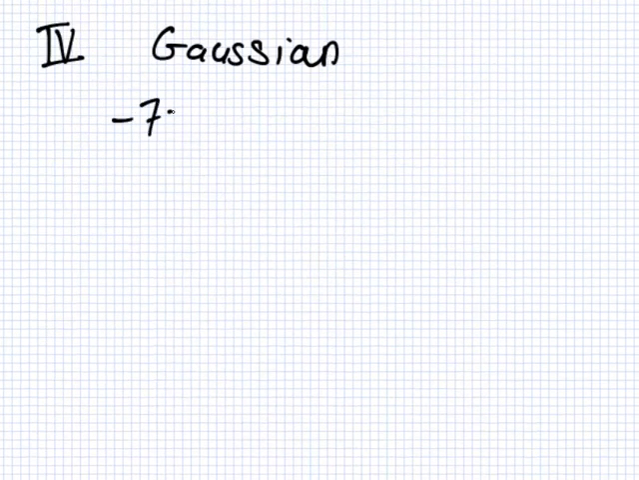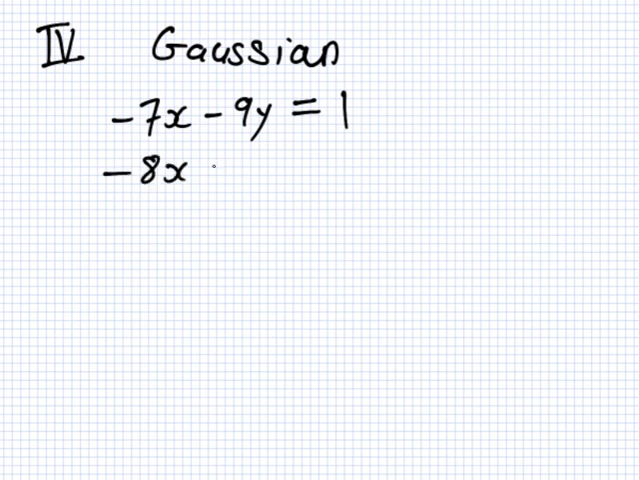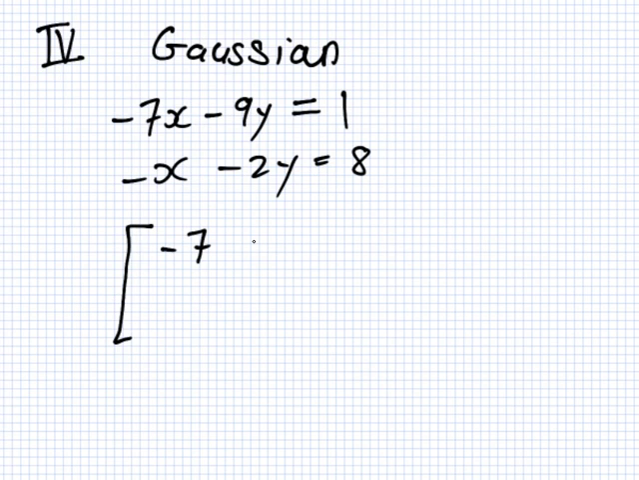Minus 7x minus 9y equals 1. And then the next one? Minus x, minus 2y equals 8. Okay, so let me show you this method. What you do first is you make a block of the numbers, like this. Minus 7, minus 9, dot, dot, dot, 1. Minus 1, minus 2, and 8 then.